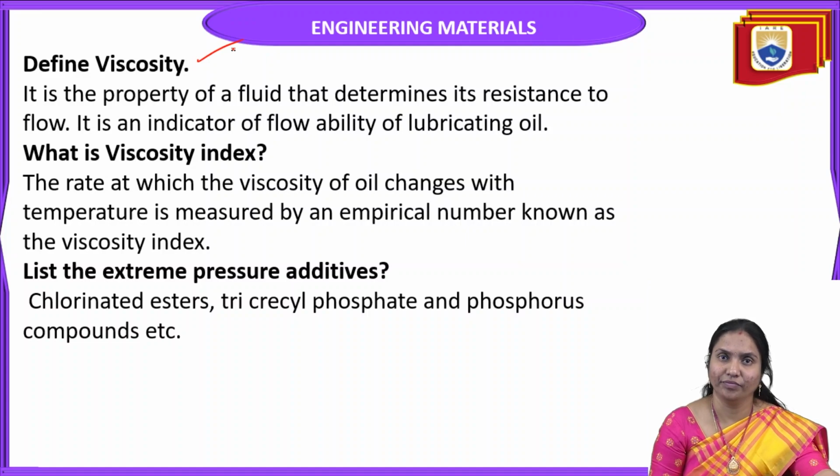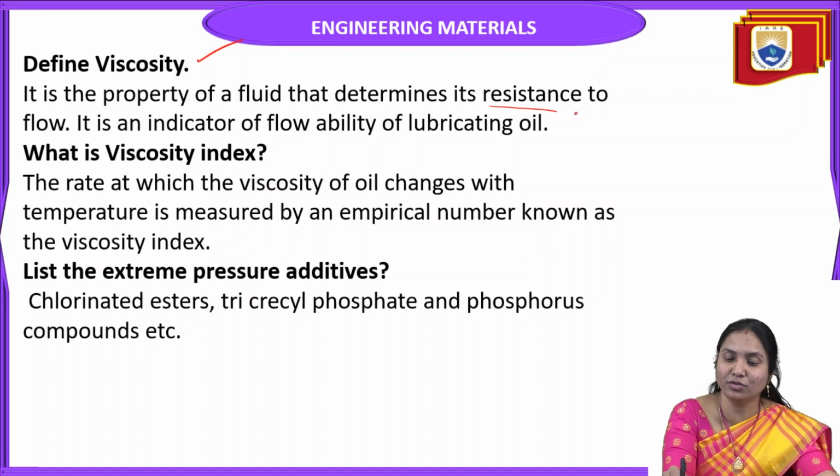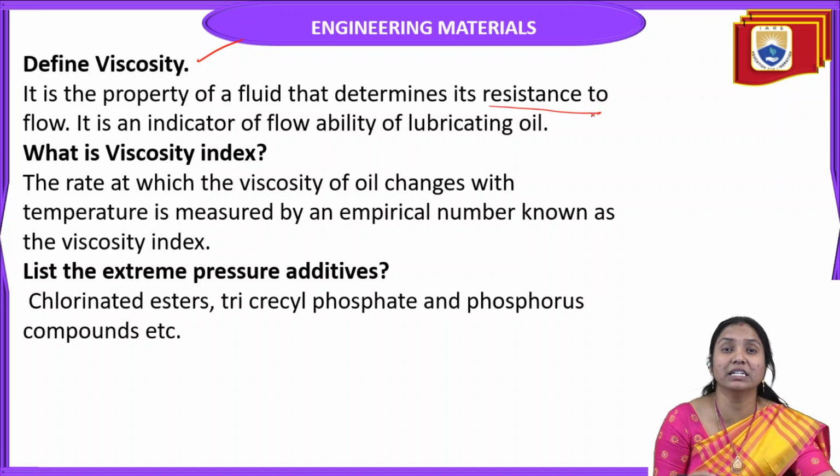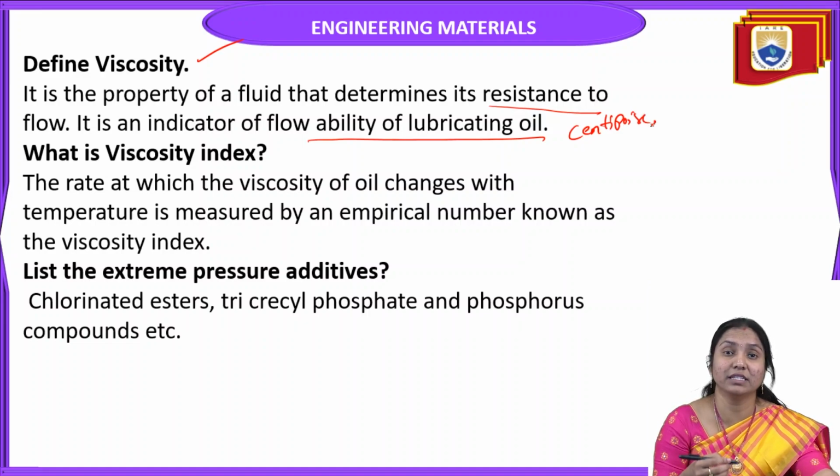Define viscosity. It is a property of a fluid that determines its resistance to flow. Viscosity means the internal resistance of a liquid during its flow, also called thickness. It is an indicator of the flowability of a lubricating oil. What are the units of viscosity? The unit of viscosity is centipoise.